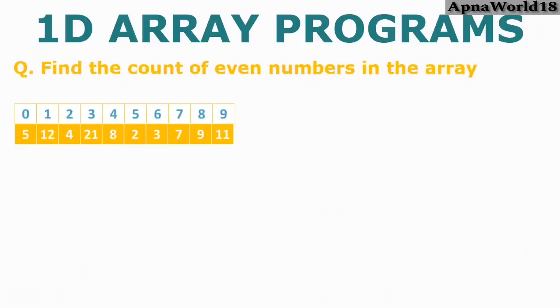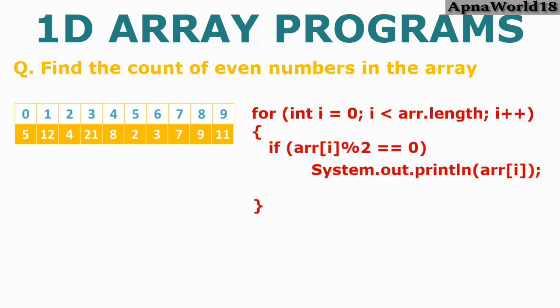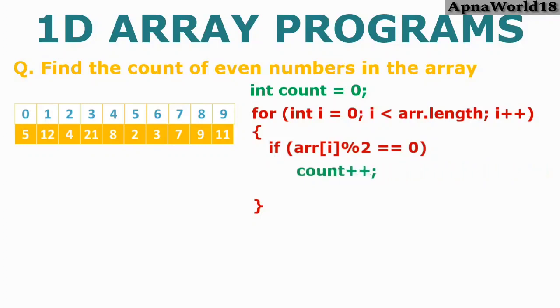like count the number of even numbers in an array. Here again we take our print program. Before the loop we initialize a variable to store count and initialize it to 0. Inside the loop where we are printing, we replace that statement to just increment count by 1. Once we are outside of the loop, we print count. This will give us the count of all even numbers.